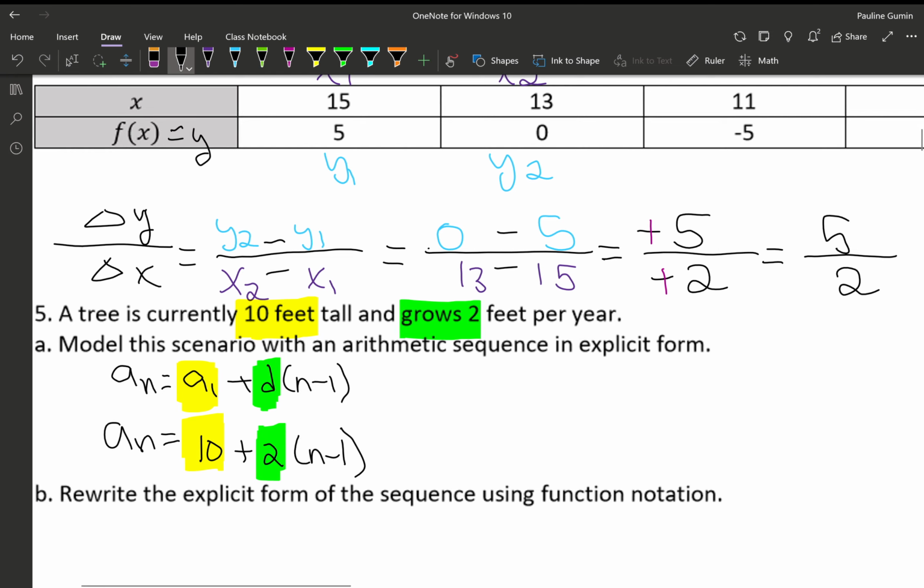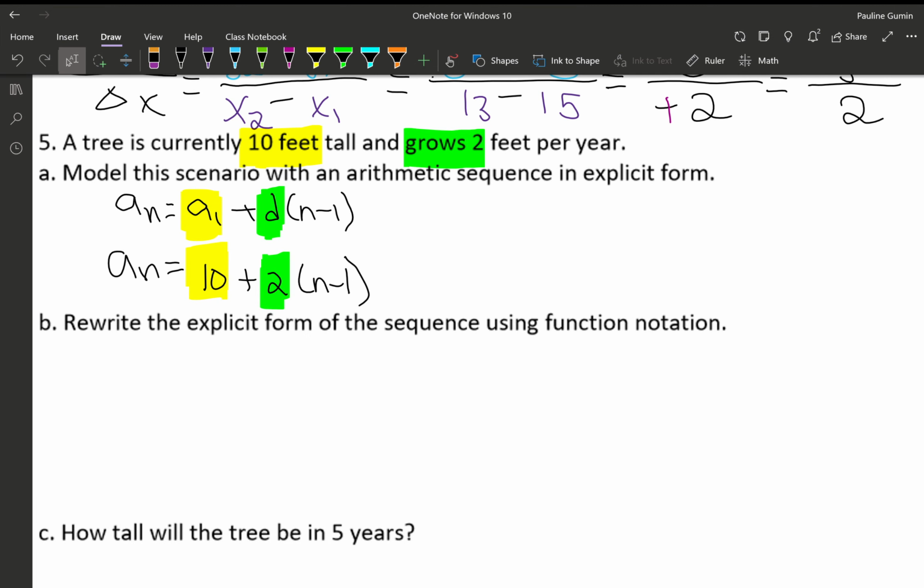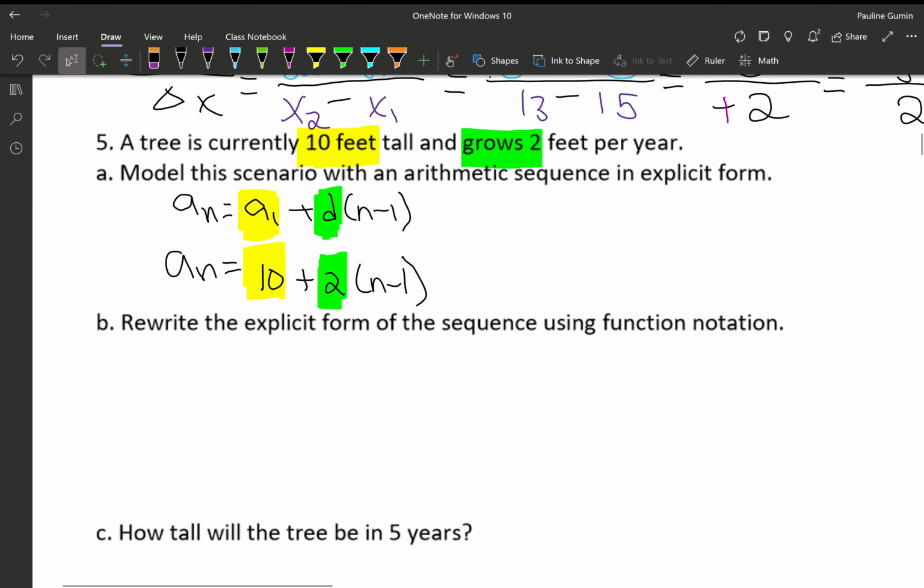Cool. All right, letter B. Rewrite the explicit form of the sequence using function notation. Okay, so function notation. Function notation has f of x. So instead of an, I will write f of x.